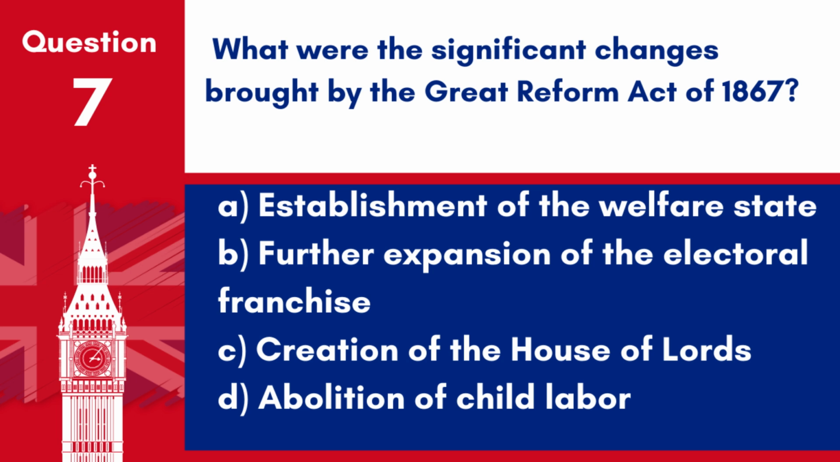Question 7. What were the significant changes brought by the Great Reform Act of 1867? A. Establishment of the welfare state. B. Further expansion of the electoral franchise. C. Creation of the House of Lords. D. Abolition of child labour.